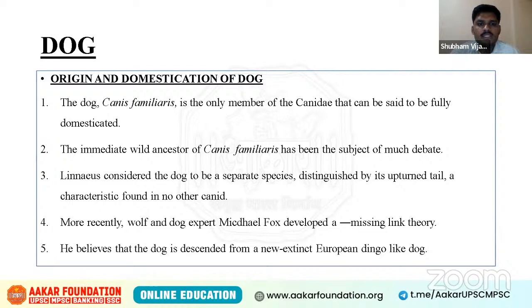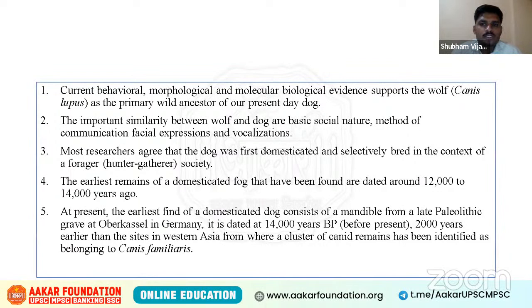Then he believes that dog is descended from a now extinct European dingo-like dog. Means dog is descended from dog only. Although it is under this Canidae family, it's descended from the dogs only. Then current behavioral, morphological and molecular biological evidence supports that the wolf is the primary ancestor of this dog.